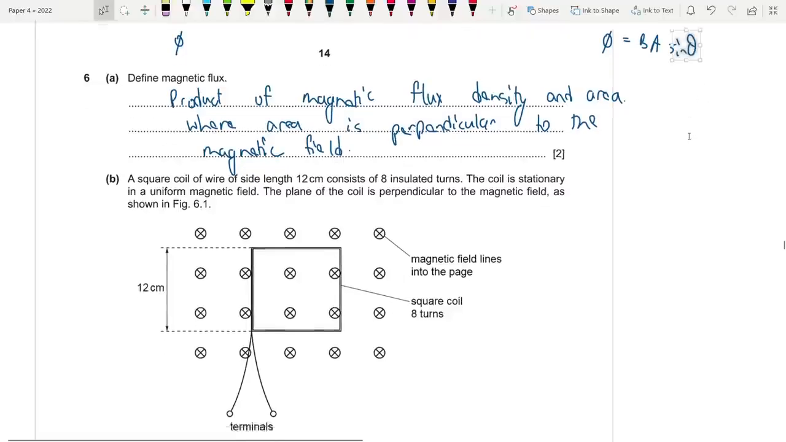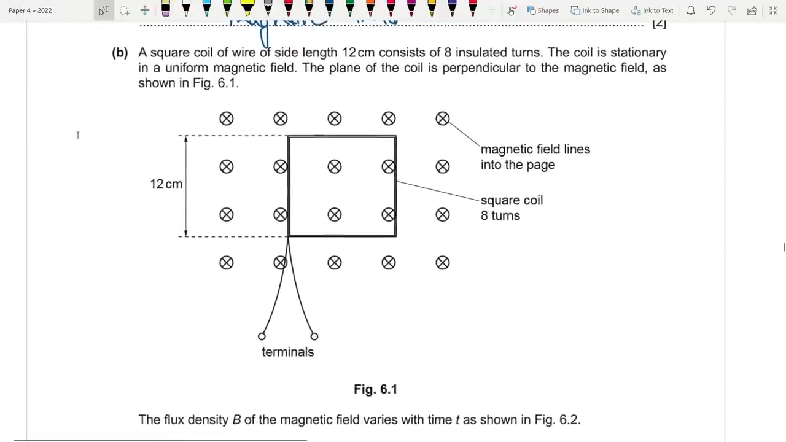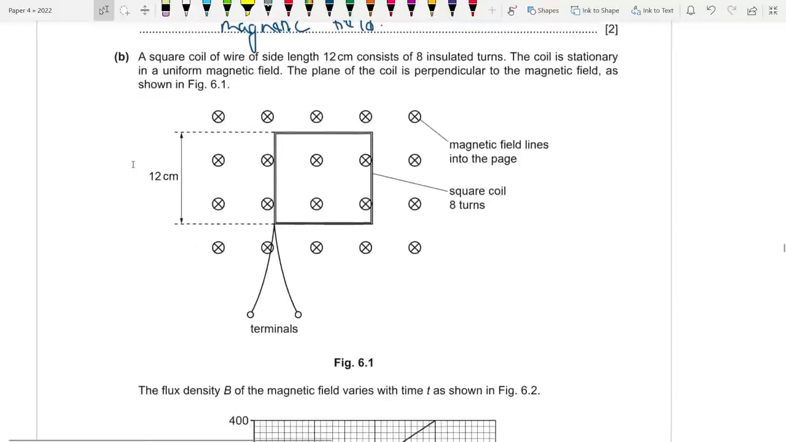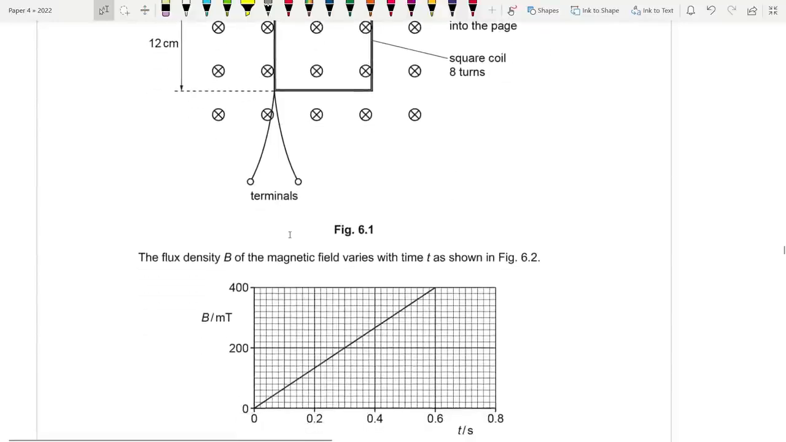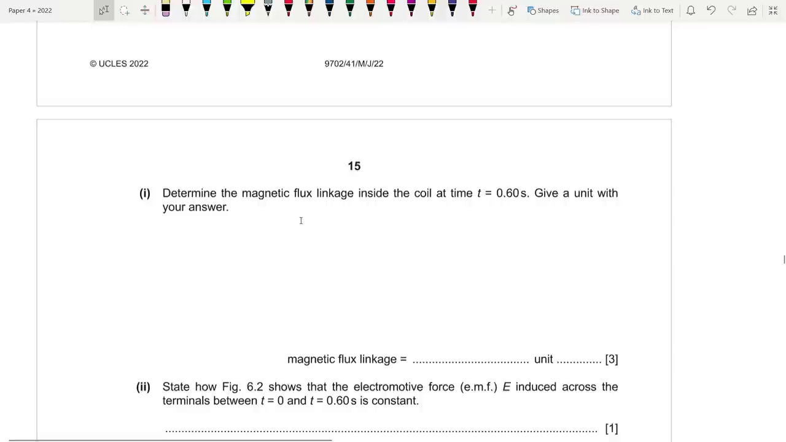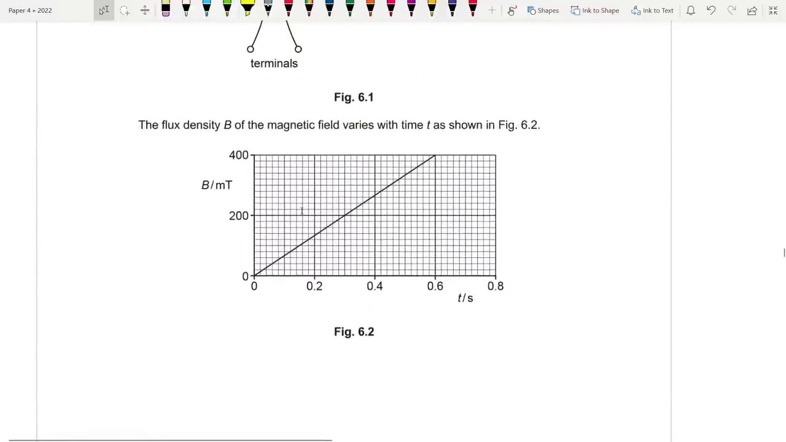Alright. Next, a square coil of wire of side length 12 cm consists of 8 insulated turns. The coil is stationary in a uniform magnetic field. The plane of the coil is perpendicular to the magnetic field as shown. Okay. We have magnetic field lines into the page and a square coil of 8 turns. The flux density of the magnetic field varies with time as shown. Determine the magnetic flux linkage inside the coil at time 0.60. Give a unit for your answer. So at 0.6 seconds, we need to find out the flux linkage.